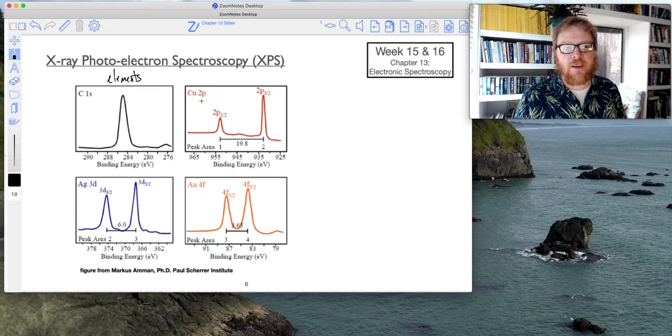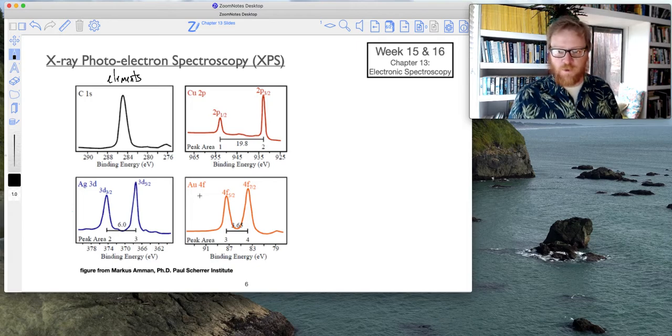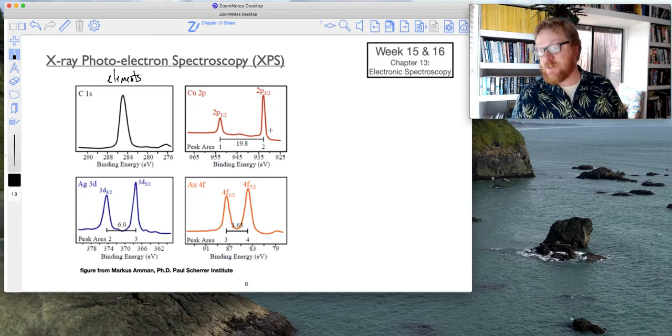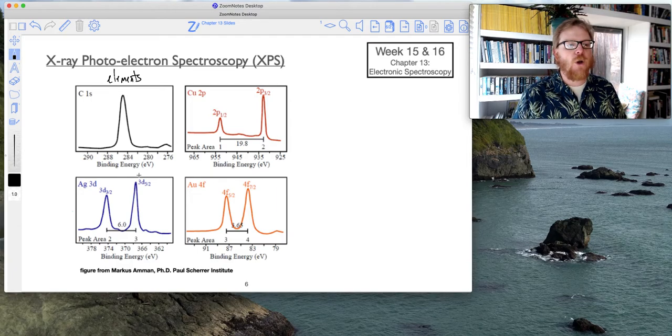So this is carbon solid, solid copper, solid silver, solid gold. All of these have oxidation states of 0. Carbon always shows up around 285. No matter what kind of carbon it is, the carbon 1s always shows up in the vicinity of 285, and it's one single peak.